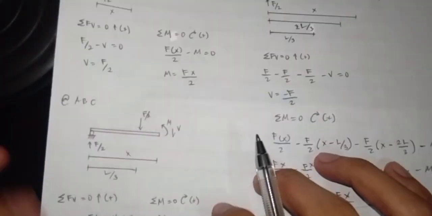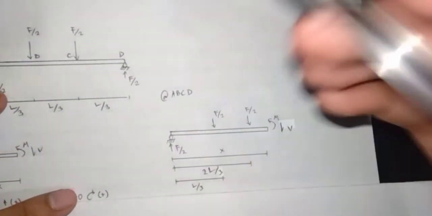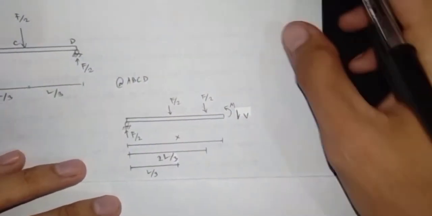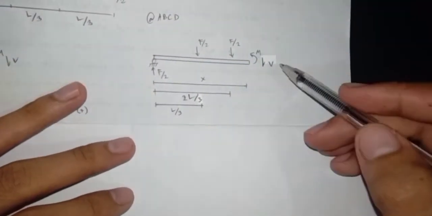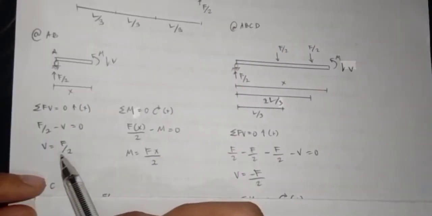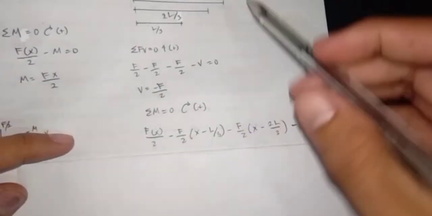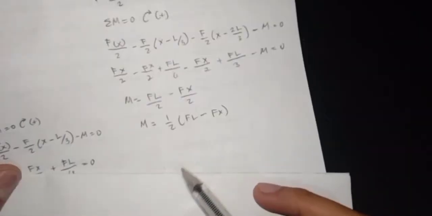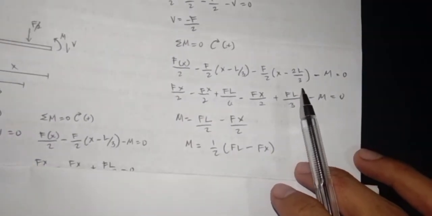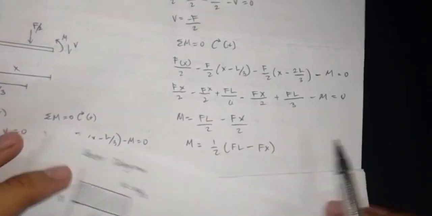Then, last, magka-cut ulit tayo sa A, B, C, and then D. Dyan sa section na yan, ito na yung figure natin. Ang nakuha nating shear dyan is ito. Negative siya, kagaya lang din dun sa section AB. Kaso nga lang, ito positive, ito naman negative. Ang moment na nakuha natin dito is ito. Kapag ginawa natin ito ng shear and moment diagram, ito na yung magiging labasan niya.